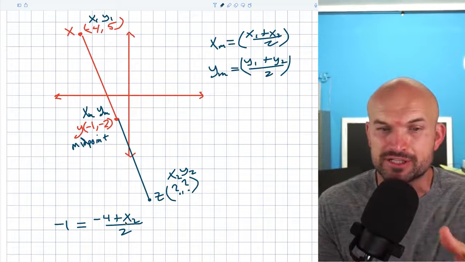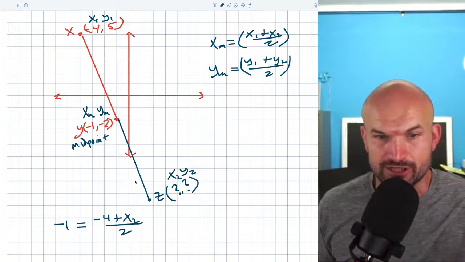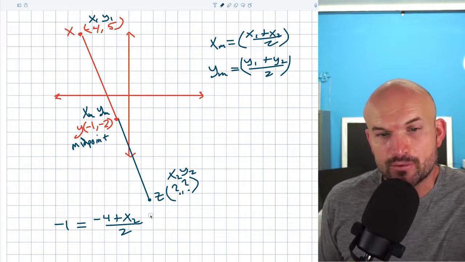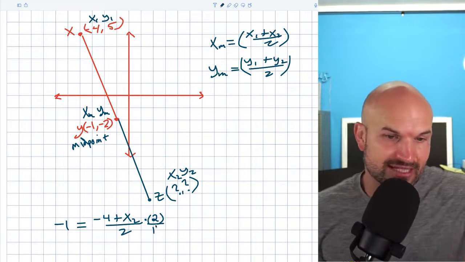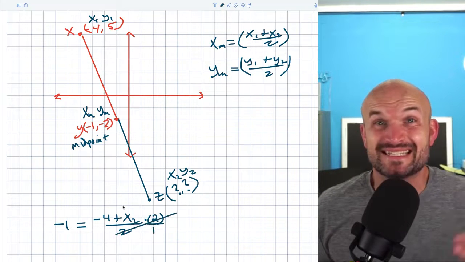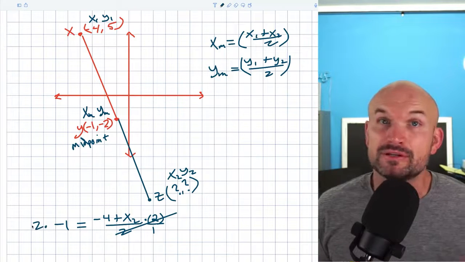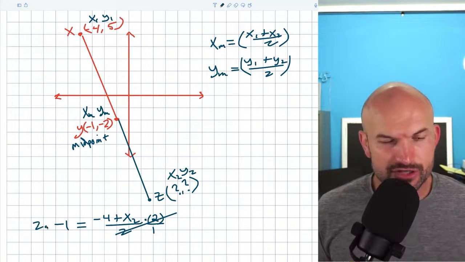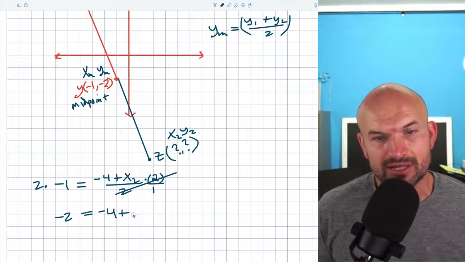There's an important thing to remember though, that my numerator is all being divided by 2. So if I want to undo dividing by 2, I can simply multiply by 2 on both sides. Technically when you multiply by 2, that's 2 over 1, so it divides out to a 1, which leaves me with the numerator. But remember, whatever you do on the right-hand side, you have to do on the left-hand side. So 2 times -1 gives me -2 equals -4 plus x2.